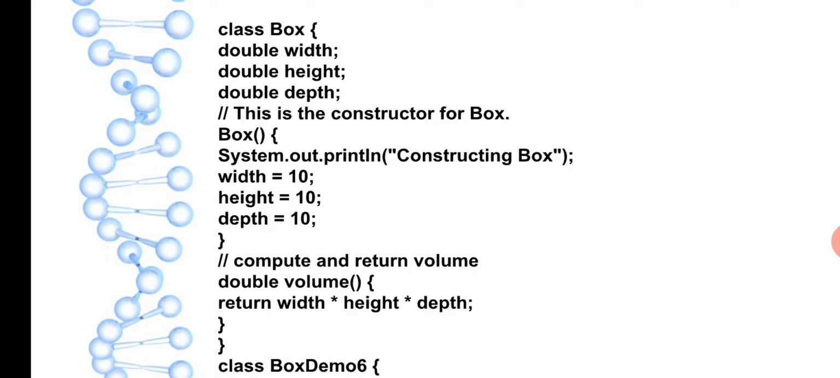Inside the brackets, what you are going to do is write one print statement saying "constructing box". Okay, now after printing that, you are assigning some values to those variables. For width you are assigning 10, for height you are assigning 10, and for depth also you are assigning 10. So now after that, what happens?